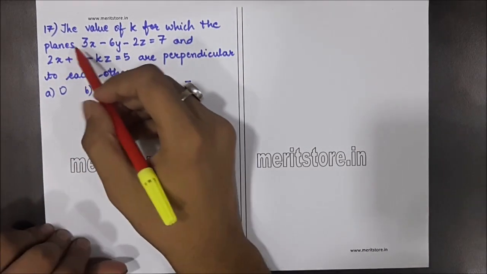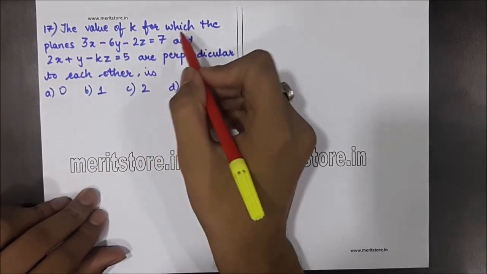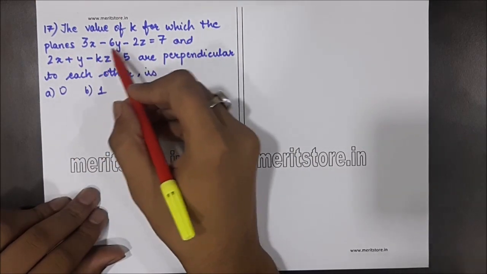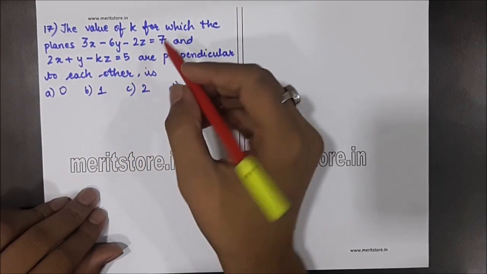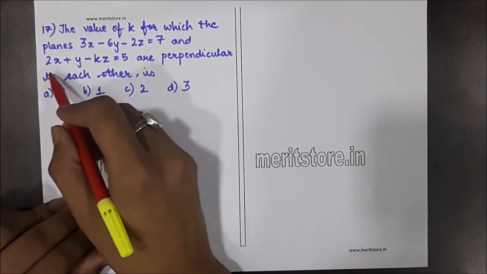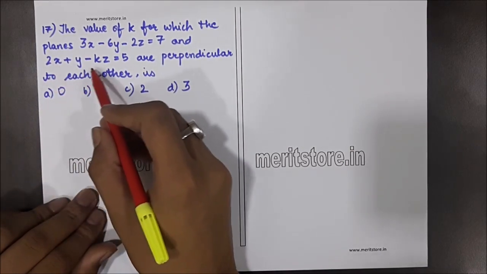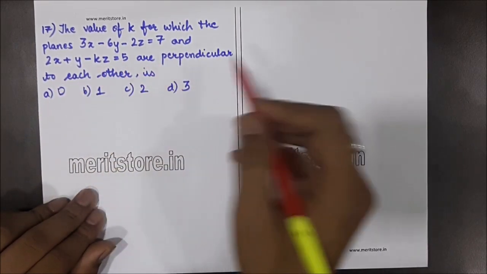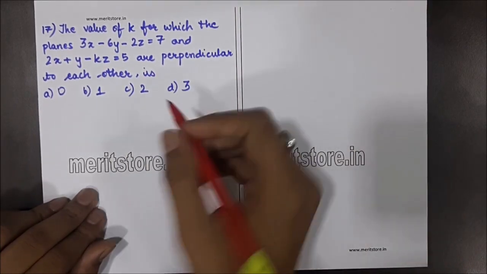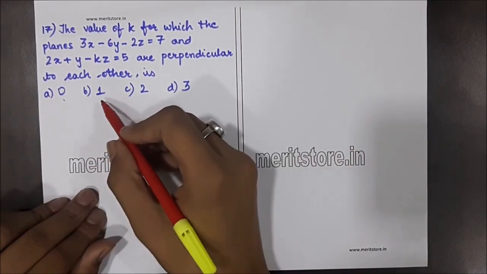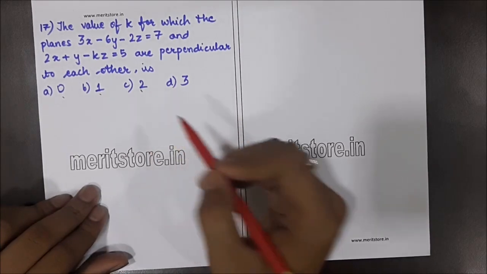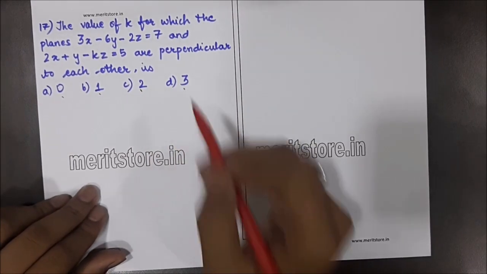Question number 17. The value of k for which the planes 3x minus 6y minus 2z is equal to 7 and 2x plus y minus kz equal to 0 are perpendicular to each other is: option A 0, option B 1, option C 2, option D 3.